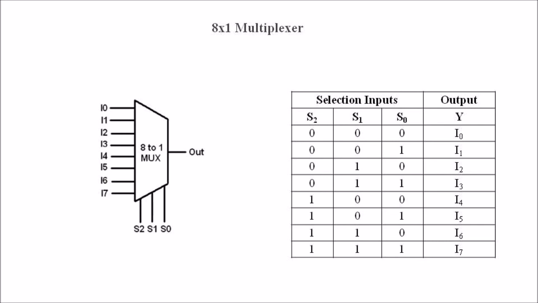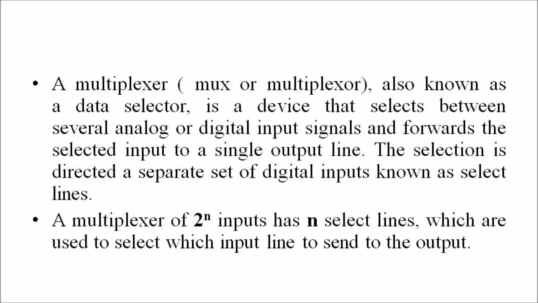So my dear students, in this lecture we discussed the term multiplexer. A multiplexer, also known as a data selector, is a device that selects between several inputs and forwards one to the output, or simply, a multiplexer has 2 raised to n inputs and n selection lines which are used to select which input line is sent towards the output line.